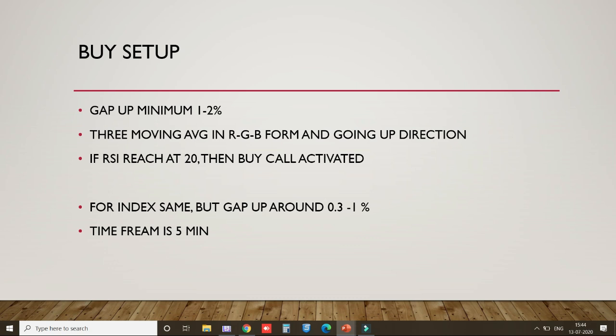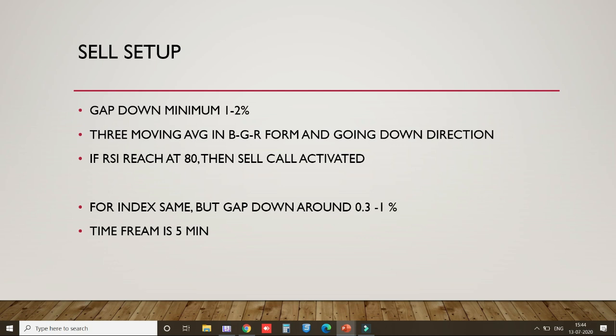So this is all about the stock. For the index, it is the same: your index must be gap up around 0.3 to 1%, with the same 3 moving averages in the form of RGB, or 10, 20, 32 EMA, going in the upper direction, and RSI reaching 20, then we have to buy in an index. For the index we use the 5-minute time frame, and for the stock we use the 15-minute time frame. The sell setup is a mirror copy of the buy.